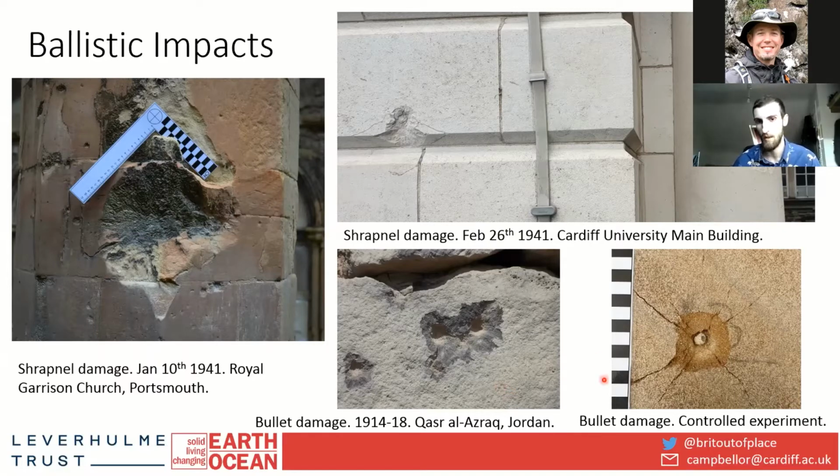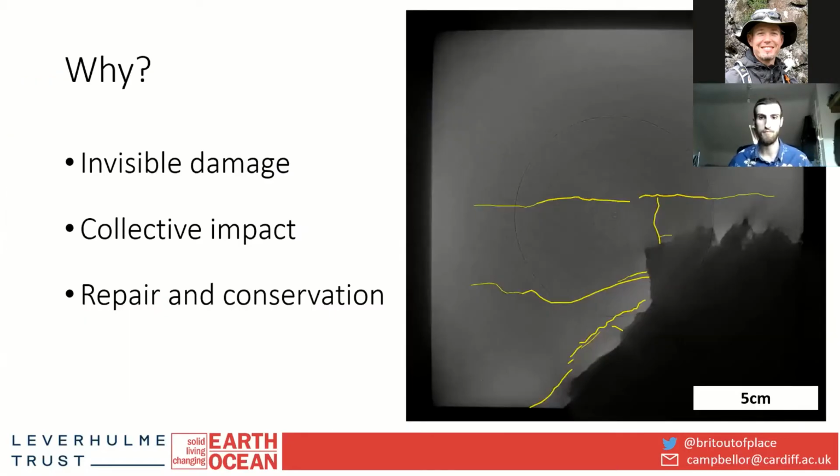And here's just an impact that I created in one of my experiments. I use all of these to link together in my research. So why do we look at these relatively small impacts when explosives and targeted demolitions are destroying whole sites?